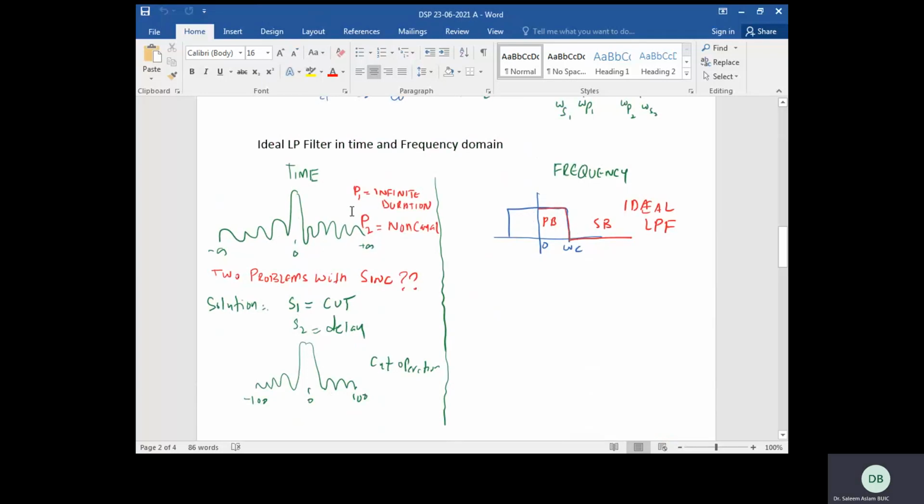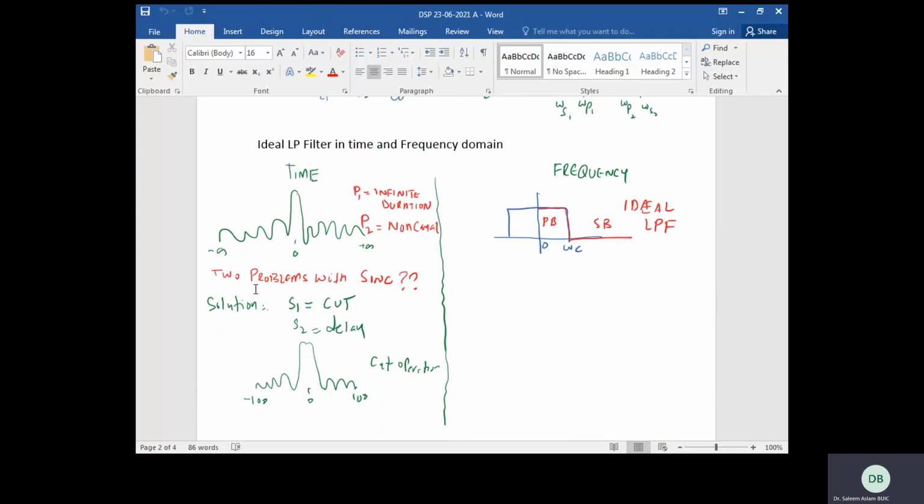But there is some problem with this sinc. The first problem, P1, is infinite duration. The second problem is that it is non-causal. So we need to handle these two problems with some tricks. So what's the solution? These two problems can be handled easily with the help of solution 1 and solution 2. Solution 1 is the cut operation.